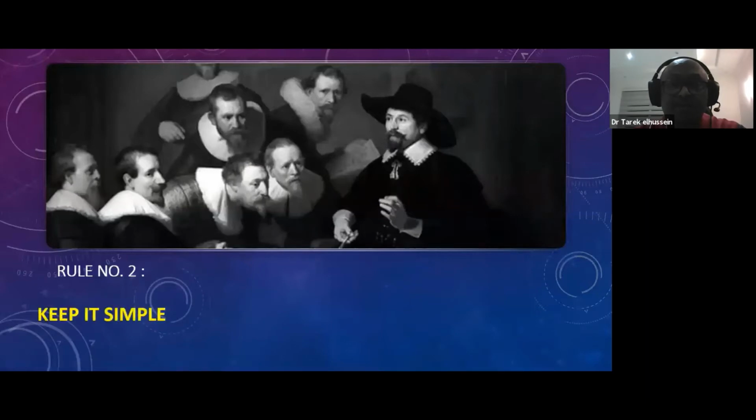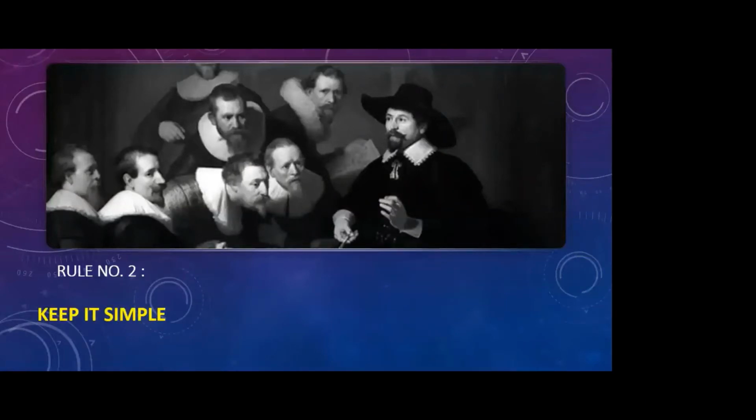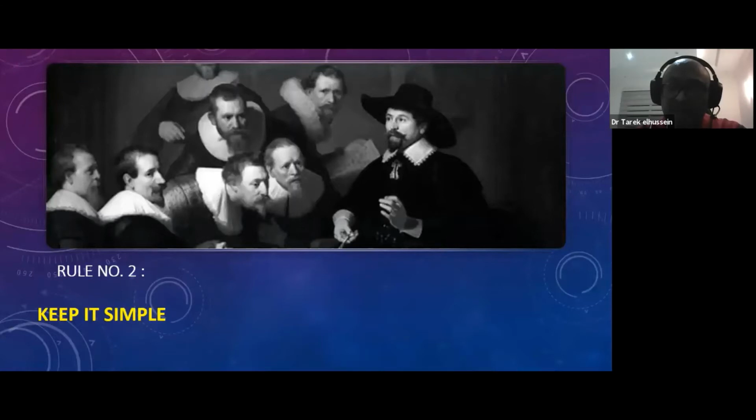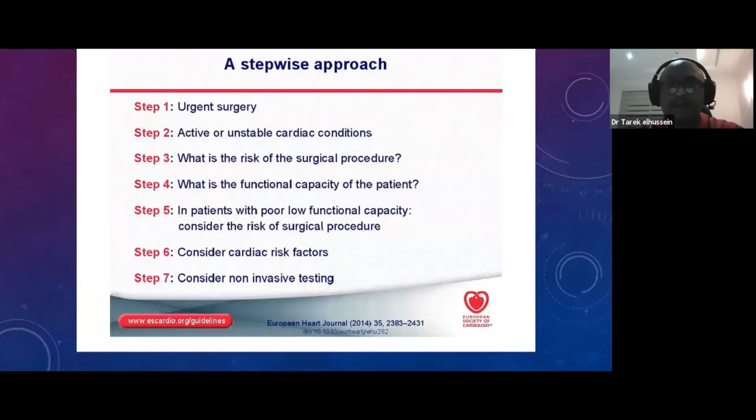Rule number two is that you need to keep it very simple whenever you're seeing your patients and avoid complicating things, and of course try not to do any harm to your patient. In a stepwise approach, using this slide here, I find it very practical. If you look at it step by step, it's very simple. It forms a roadmap for you whenever you are assessing your patient.